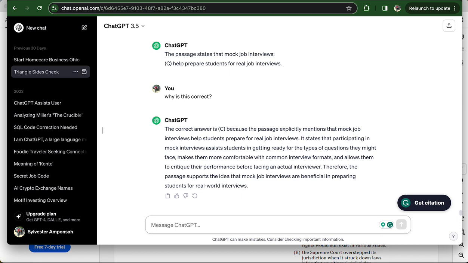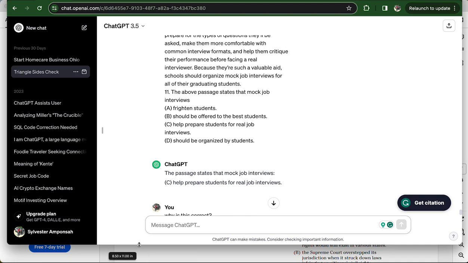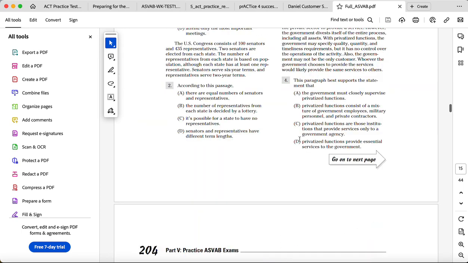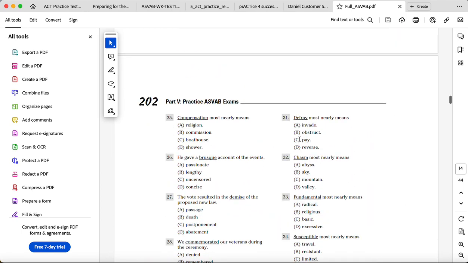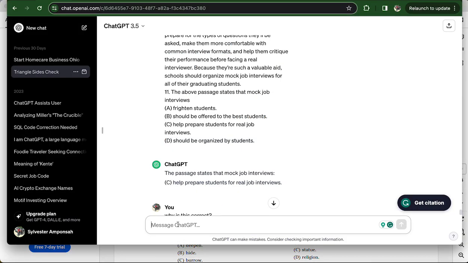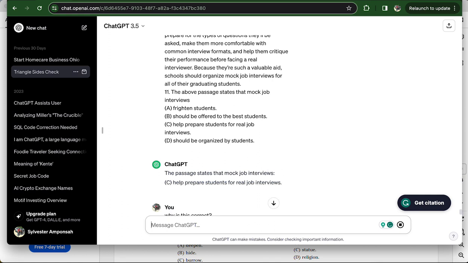So ChatGPT can read and understand a passage and answer the question for you, essentially. So it can help you on the paragraph comprehension section as well. As you would imagine, if it can help you in the paragraph comprehension section, it can definitely help you with the vocabulary section as well, right? So a random vocab question here. Let's see. Compensation most nearly means.